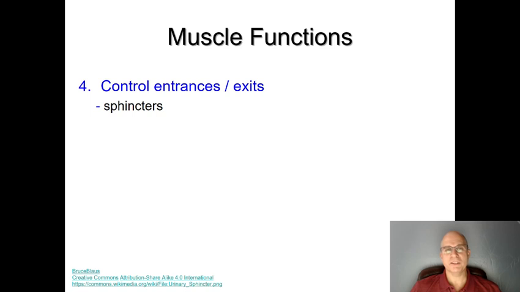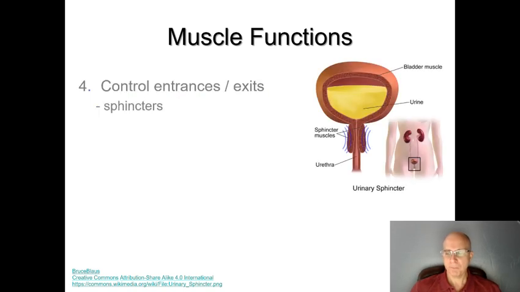Next thing that we use muscles for is to help control entrances and exits to things. There are muscles called sphincters, and these sphincters are circular muscles, so they'll go around an organ or a structure, and by contracting, they cause those structures to get smaller.